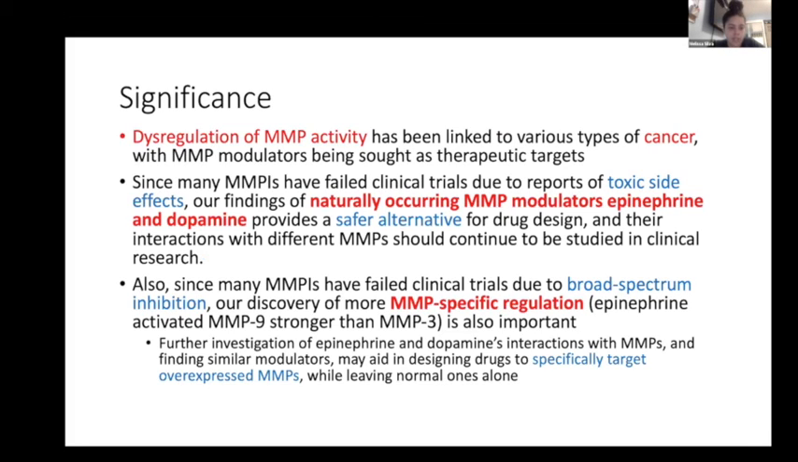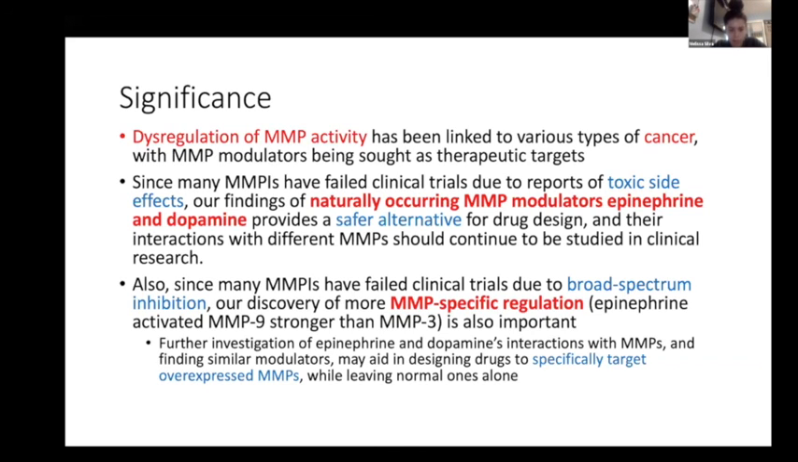So to wrap it up, dysregulation of MMP activity has been linked to various types of cancer, with MMP modulators being sought as therapeutic targets. Since many MMPs have failed clinical trials due to reports of toxic side effects, our findings of naturally occurring MMP modulators, epinephrine and dopamine, provide a safer alternative for drug design, and their interactions with different MMPs should continue to be studied in clinical research.